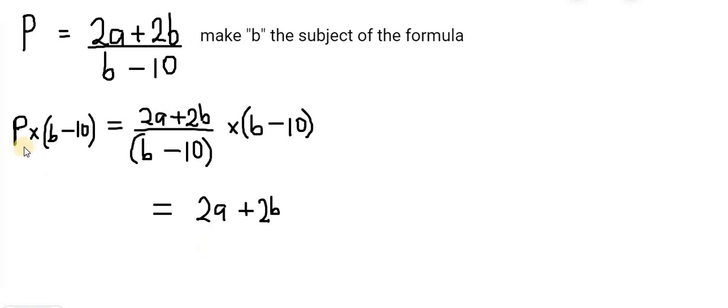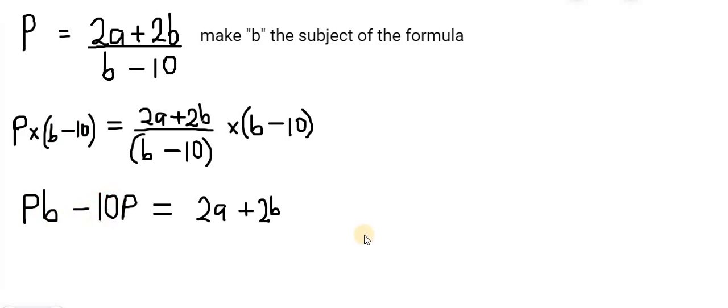On the left, we have to open that bracket now, and that's why I put the bracket in. Because when p is multiplying b minus 10, it's not just multiplying b, it's multiplying the whole thing. And that's why the bracket was necessary. Okay? So to expand that bracket, p times b is pb, and p times minus 10 is minus 10p.